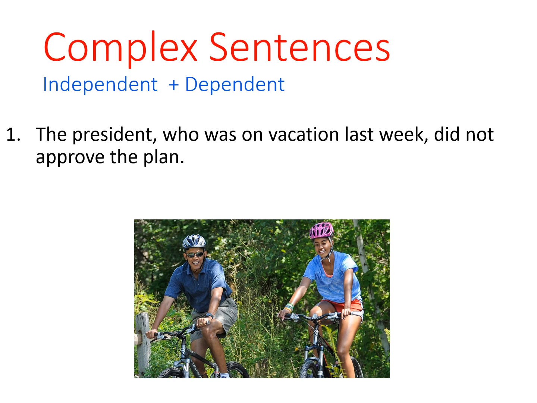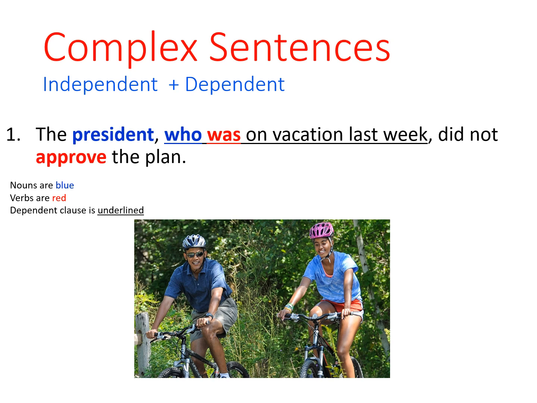Again, a complex sentence is an independent plus a dependent clause. That means we're going to have at least two subjects and two verbs. Also, there's probably going to be a relative pronoun or a subordinating conjunction. The president who was on vacation last week did not approve the plan. Now in this example, president is a subject, who is a subject. Who is a relative pronoun, and in this case it takes the place of the subject. We also have was and approve as the verbs.